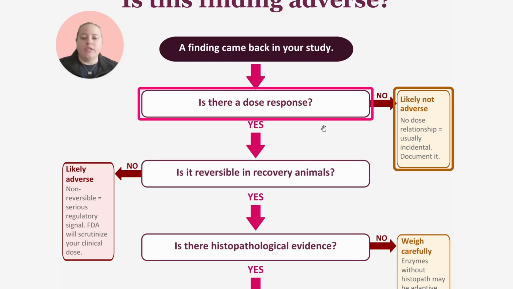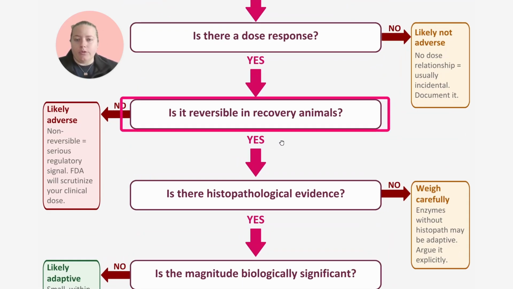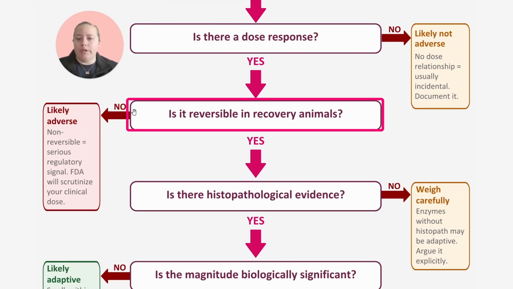So let's say that there is a dose response. We see this finding increasing in severity across increasing doses. So we're going to go down to the next one. Is it reversible in recovery animals? If it's not reversible in recovery animals, then it's likely adverse. Full stop. Typically what happens is we'll dose animals in life for a certain duration, and then we'll stop dosing. For example, in a 28-day study, we'll stop dosing at day 28, and then we'll go into a recovery period to see if the findings that we saw in the dosing phase continue in recovery, and if those are reversible, meaning that those findings actually go away. If they don't go away, then this is likely adverse.